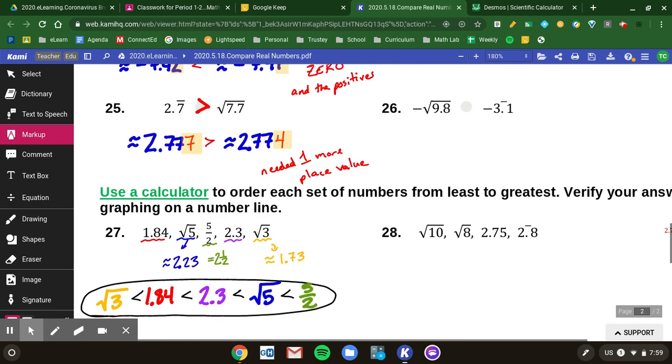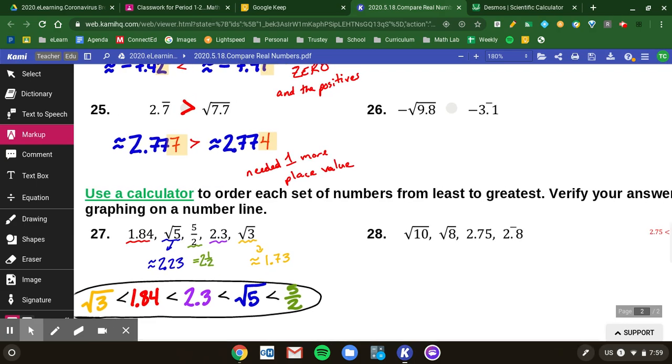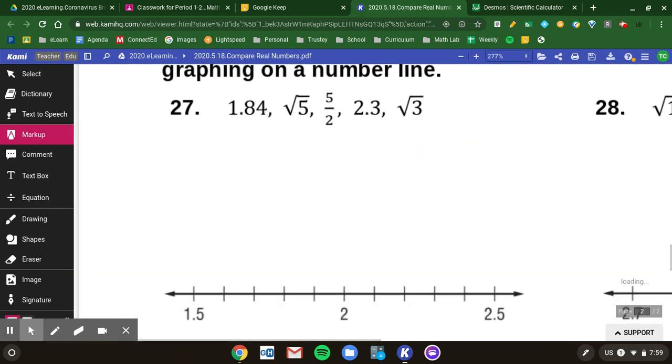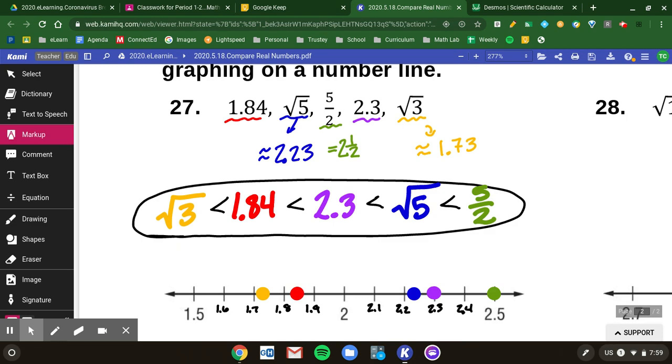But you will notice in the directions it says verify your answer by graphing on a number line. So I'm going to zoom in a little bit here and show you what these numbers will look like on a number line. So 1 and 84 hundredths, between 1 and 8/10 and 1 and 9/10, you'll see that in red. Square root of 5 is about 2 and 23 hundredths, a little more than that, sure, but at least I can put it a little bigger than 2 and 2/10. See that in blue. 5 halves, 2.5 in green, 2 and 5/10. 2 and 3/10 in purple, right smack on the tick mark, 2 and 3/10.